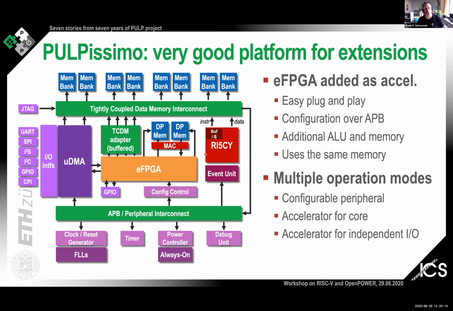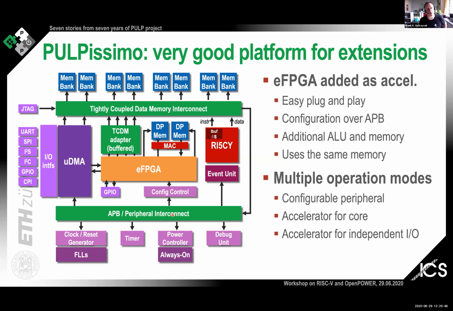This is, if you want, the more advanced platform for single microcontrollers. So here we have the RISC-V core. At the top, you have some memory banks. On the left, you have your IOs and a peripheral bus that is used to do the configurations. The eFPGA is connected to the system like an accelerator. It has fast connection directed to the same memory that the processor has. It can be configured over this peripheral interconnect.